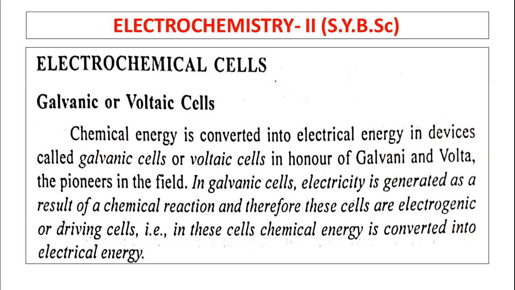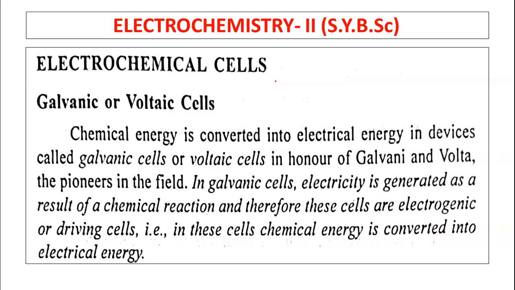Then we also discussed the transport number and determination of transport number by the moving boundary method. So a number of topics we have discussed in electrochemistry first. Now in semester 4th, that syllabus continues and I would like to discuss electrochemistry second.